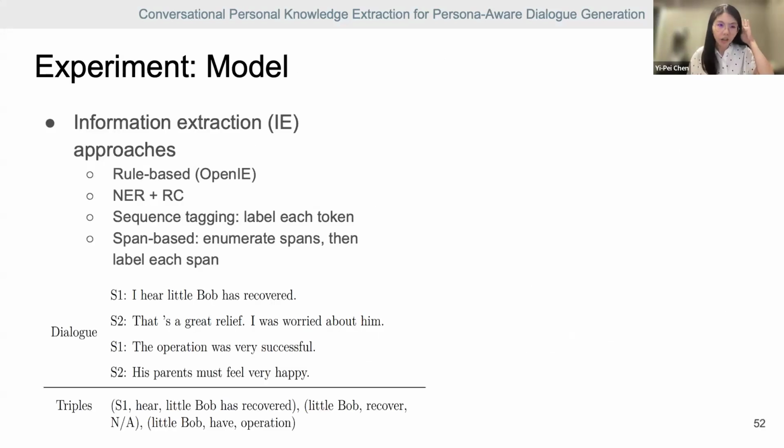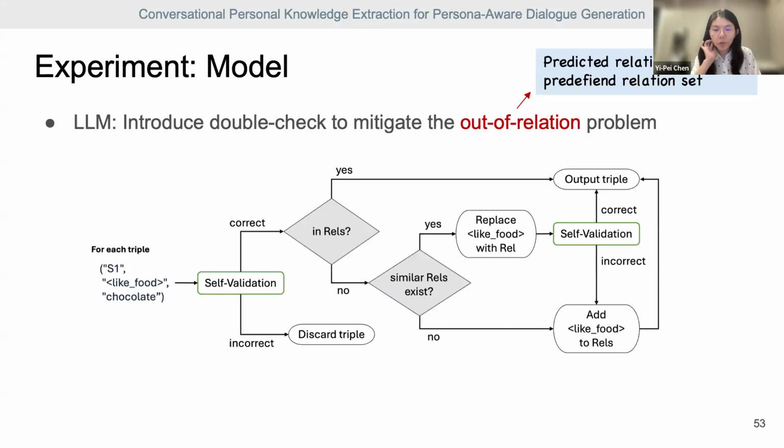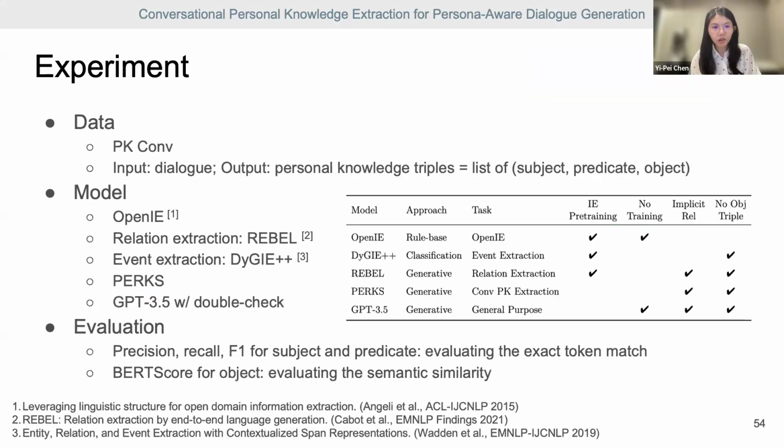Here I'm going to introduce the models in our experiments. Unlike previous methods that identify each item of the triple in the given dialogue, we introduce PERKS. We serialize the triples into a structured text sequence and cast the task as a sequence-to-sequence generation problem. And for prompting the large language model, we introduce a technique to mitigate the out-of-relation problem. The evaluation metrics are precision, recall, and F1 for the subject and predicate, which evaluate the exact token match. And for the object, we use BERTScore to evaluate the semantic similarity between the prediction and the ground truth.